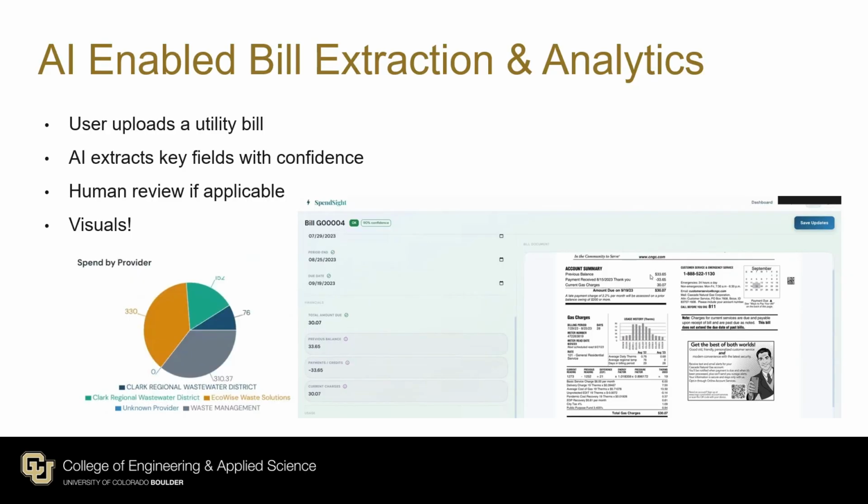So, like I mentioned, SpendSight is an AI-enabled bill extraction and analytics tool. The general flow here is that a user would upload a utility bill of theirs into the platform, and we'd use some sort of generative AI to extract the key fields and confidence score it. If there's a low confidence score, a human would review it, and then at the end of the day, they can use the platform to get presented analytics of the bills that they've uploaded to the platform.